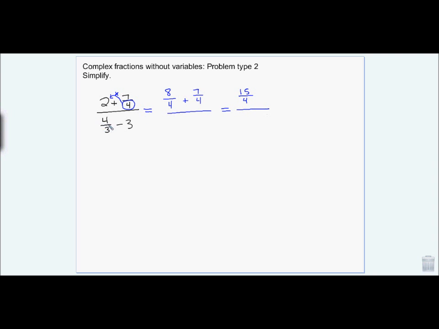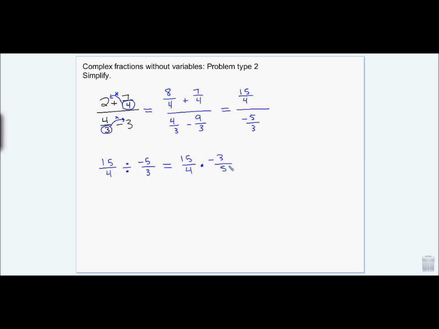For my denominator, same general idea. I want my denominator to be 3. So I have 3 times 3, which is going to give me 9/3. So I have 4/3 minus 9/3 to give me negative 5/3. I'll rewrite this as division. And then convert that into multiplication by multiplying by the reciprocal.